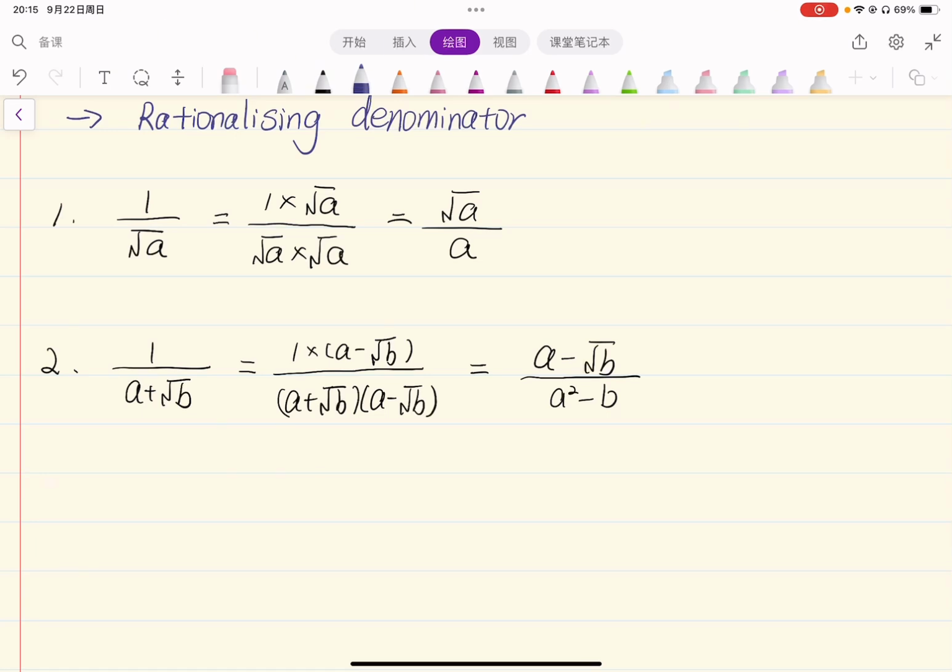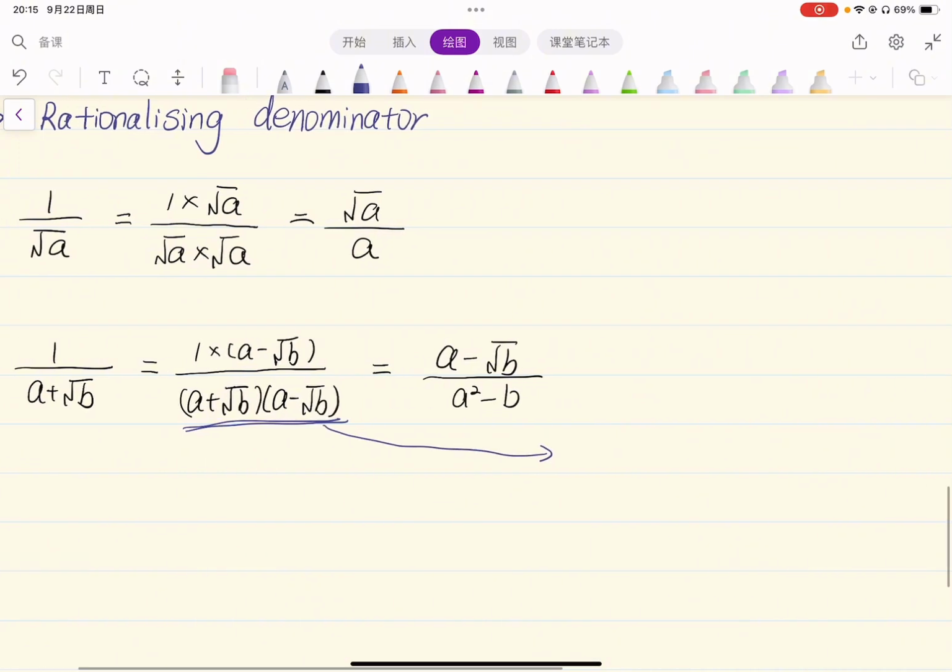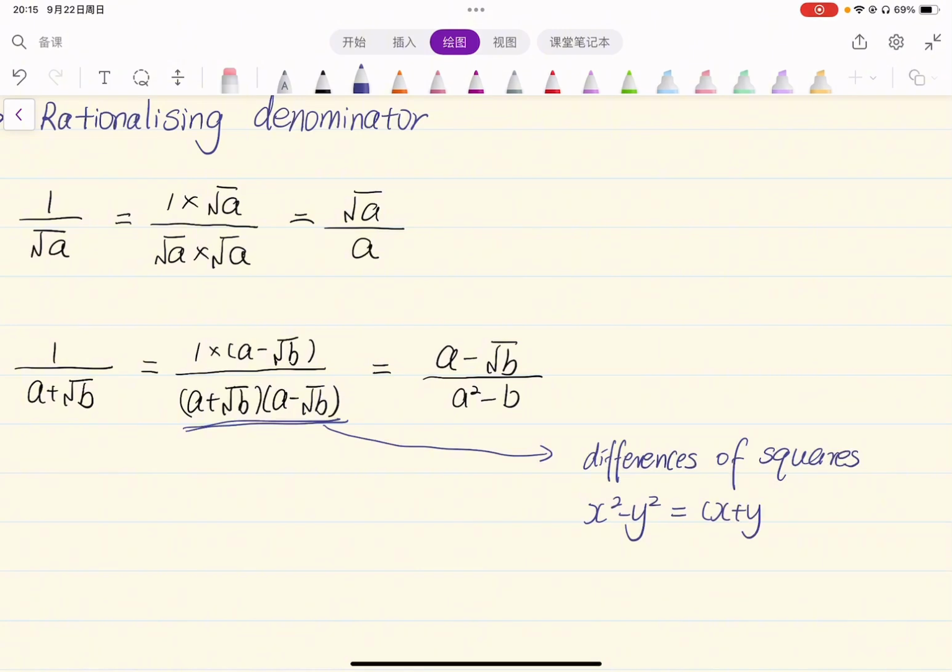Let's quickly recap what happened over here. In this process, we use the difference of squares, which is x squared minus y squared equals x plus y times x minus y. We use this one in this process.